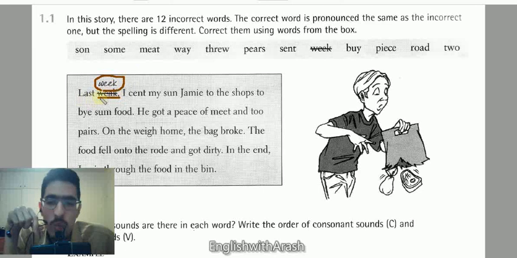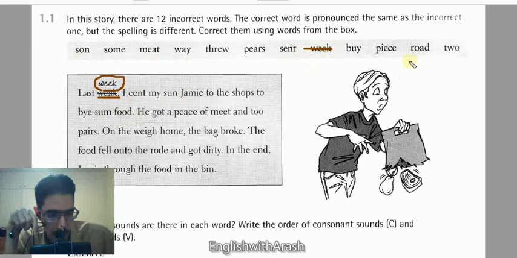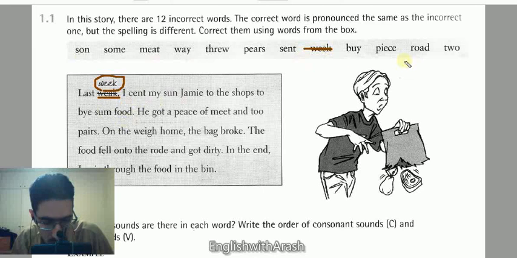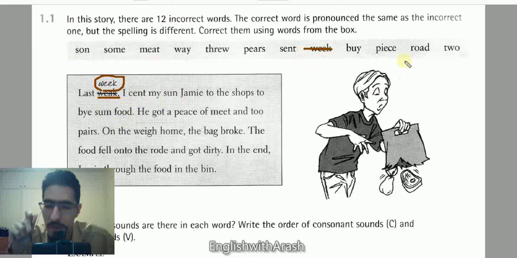So the first word is week. I sent my son Jamie to the shop to buy some food. What is the problem? This happens because the pronunciation is the same, but I'm going to be using them. So week is already used here. Good, Jafar. I sent. S-E-N-T. That is the spelling. Sent. So this goes to number 2.